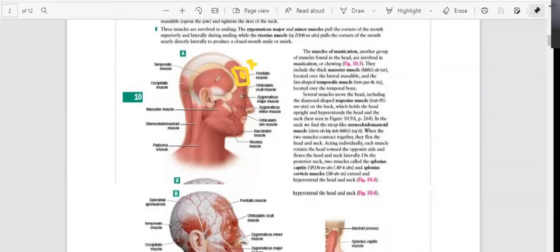This is the temporal bone. So therefore, this muscle in here is going to be temporalis. This is the occipital bone. So this is going to be the occipitalis. Right here, we have the parietal bone, but we don't have a muscle in there.